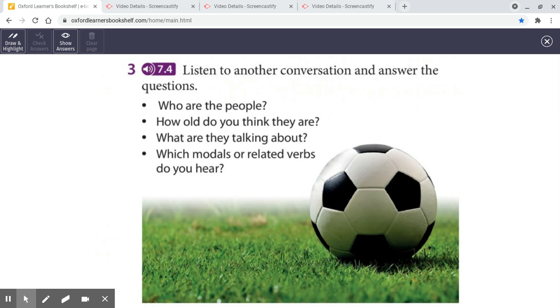Have to is an external regulation, and must is normally an internal feeling when we are speaking. Okay, when it's written, we use must a lot more when it's formal.